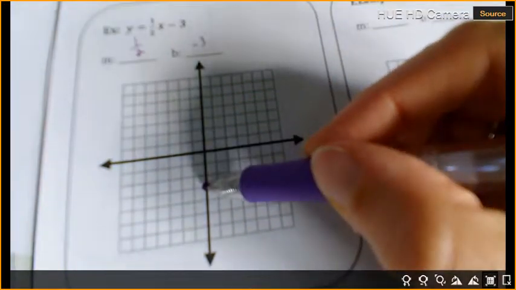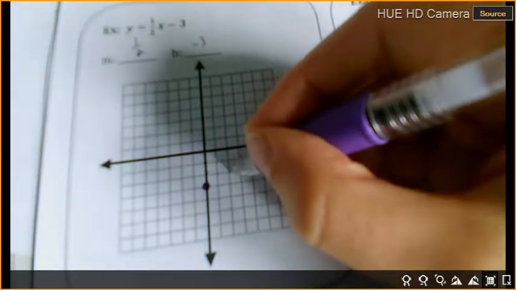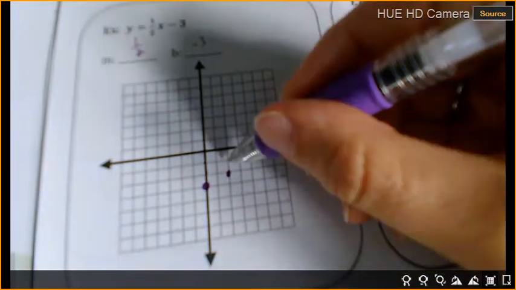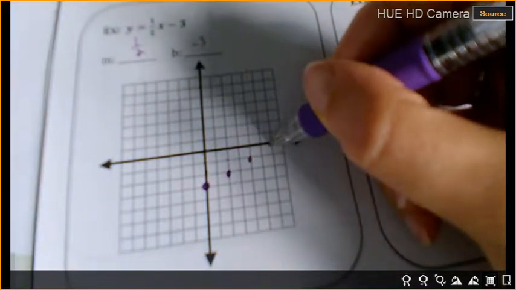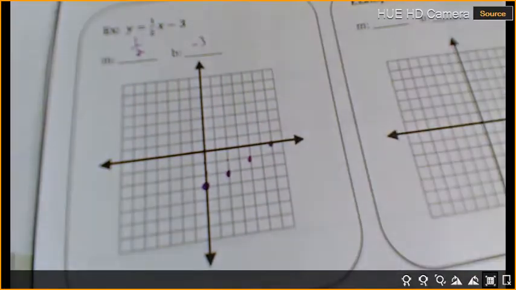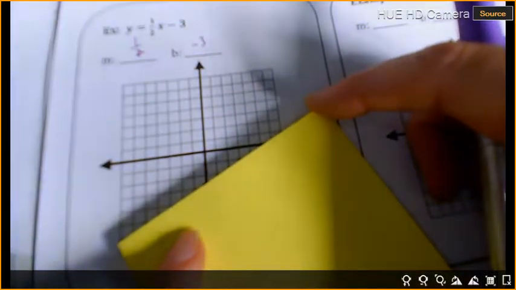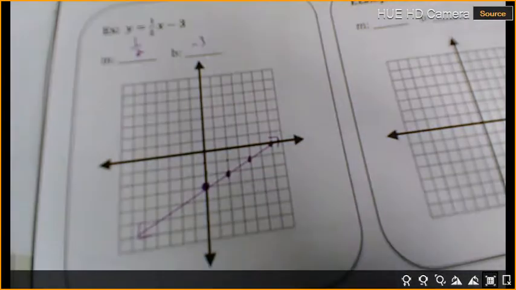From this point, I'm going to follow my slope. It's a positive 1, so what do I do? Up 1, and then over 2, and then what do I do next? I can keep going, right? Up 1, over 2, up 1, over 2. Okay? Technically, you only need 2 points to make a line. But if you want to make it more accurate, or you're trying to figure out something on a table, you can keep going. We draw our line, and we're done. That's it.